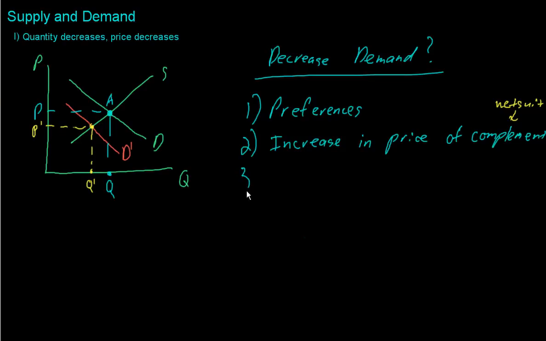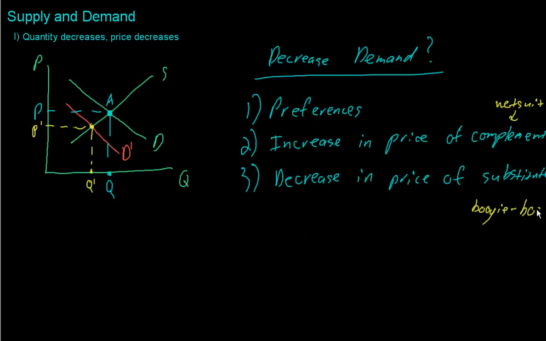The third thing would be the decrease in price of a substitute. So again, just like in the other video, a good substitute for a surfboard is a boogie board. And so if boogie boards are all of a sudden cheaper, more people will buy boogie boards and less people will buy surfboards, so that will lower demand for surfboards.